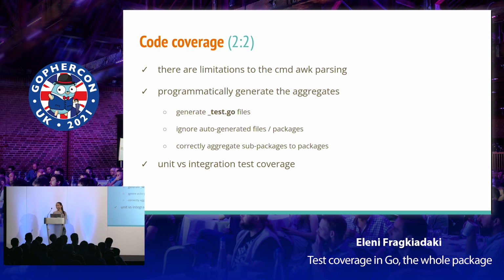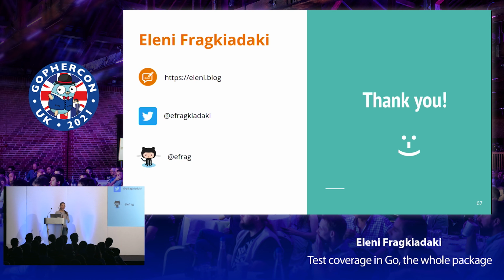And then good to know that you can do unit and integration coverage statistics, but we just need to be aware of what the numbers mean when you actually see them on the command line. Nice. So that was me on test coverage in Go. Thank you.